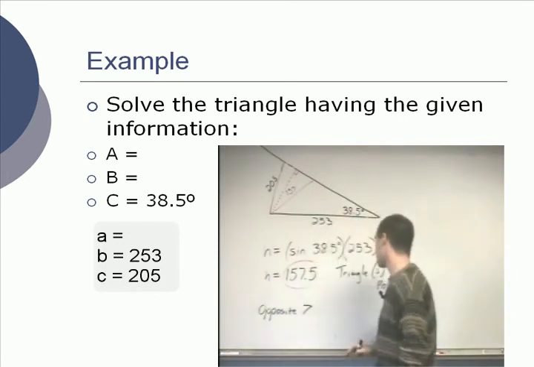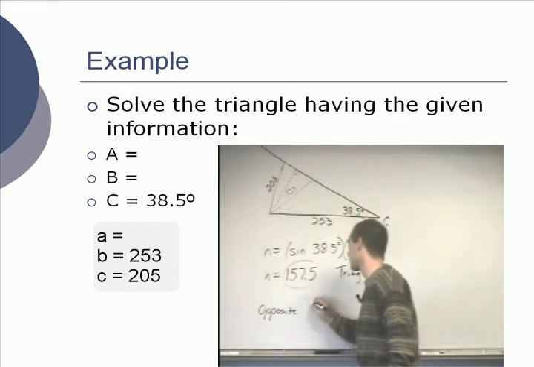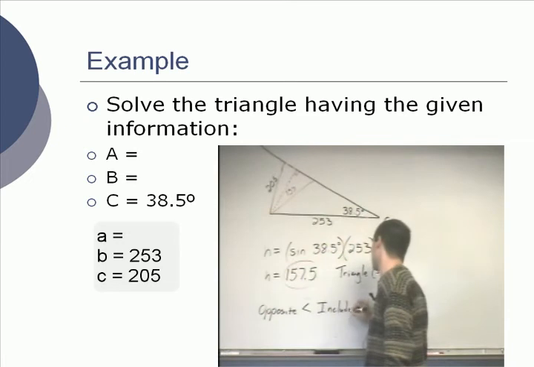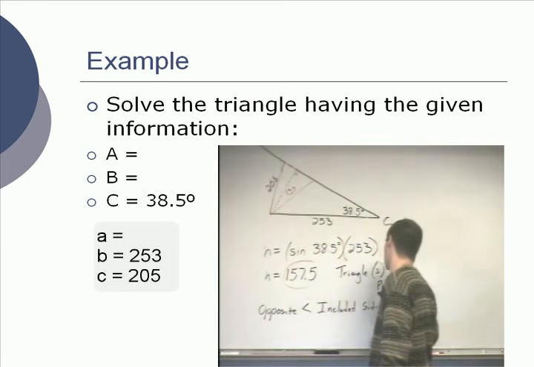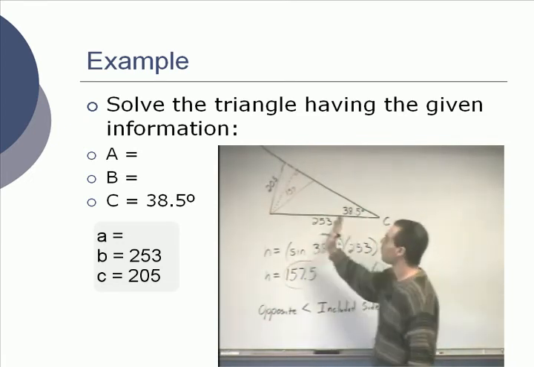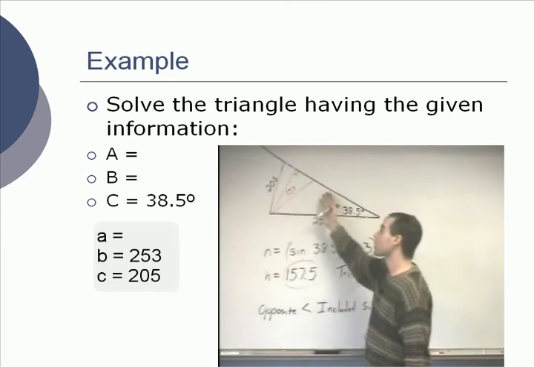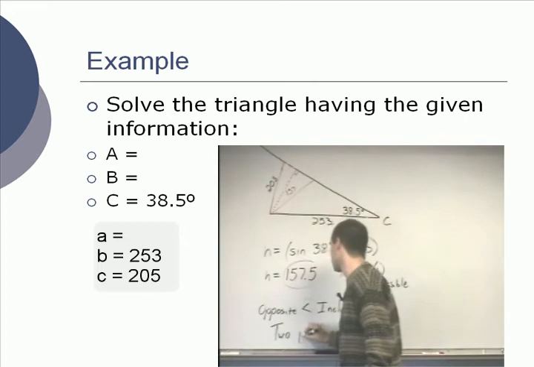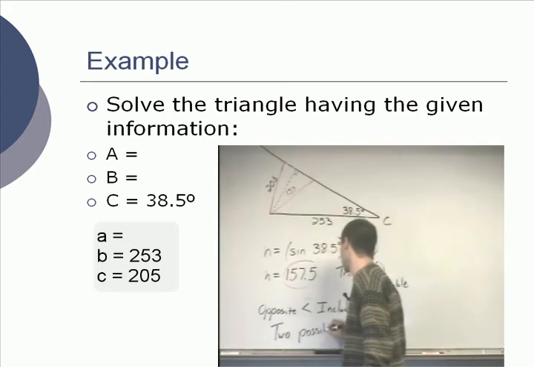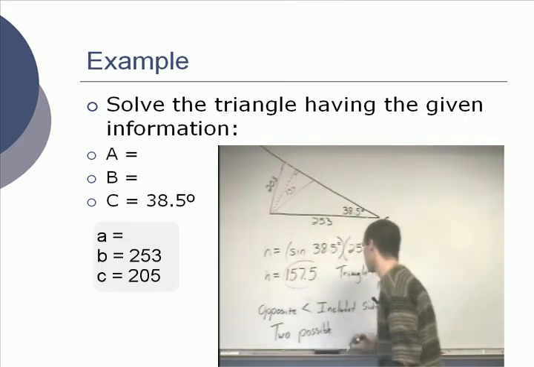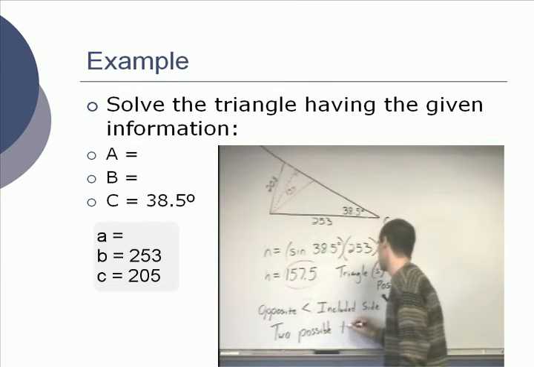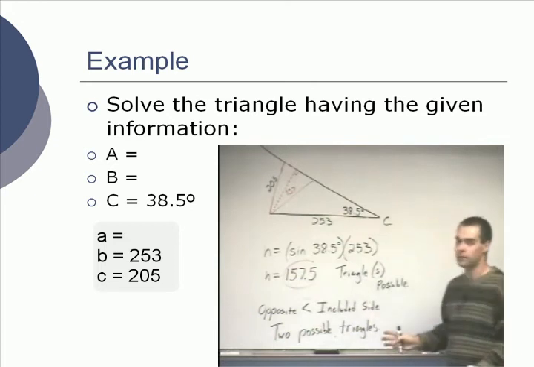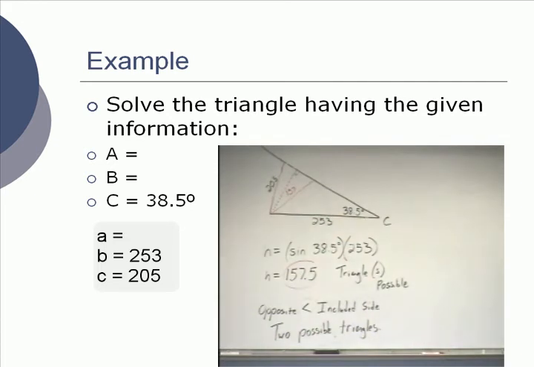The opposite is less than the included. So we can fold out, and since it is shorter, it will fit to fold in. We have two possible triangles. Now that we figured out we've got two, we can find out what they are.